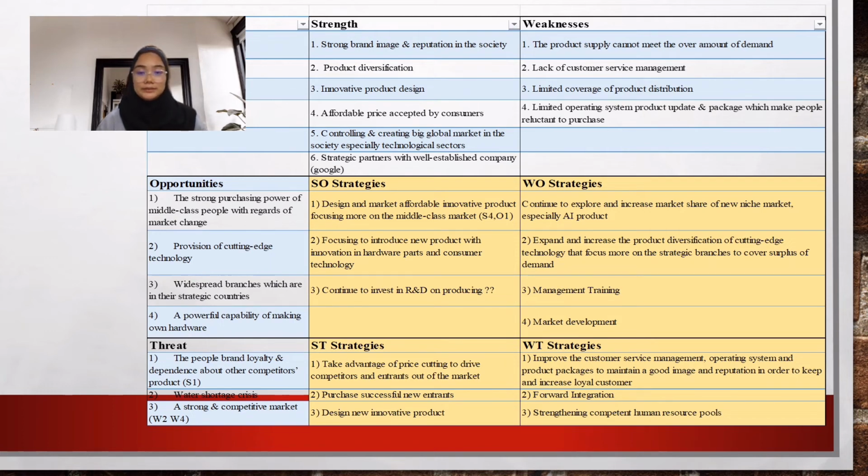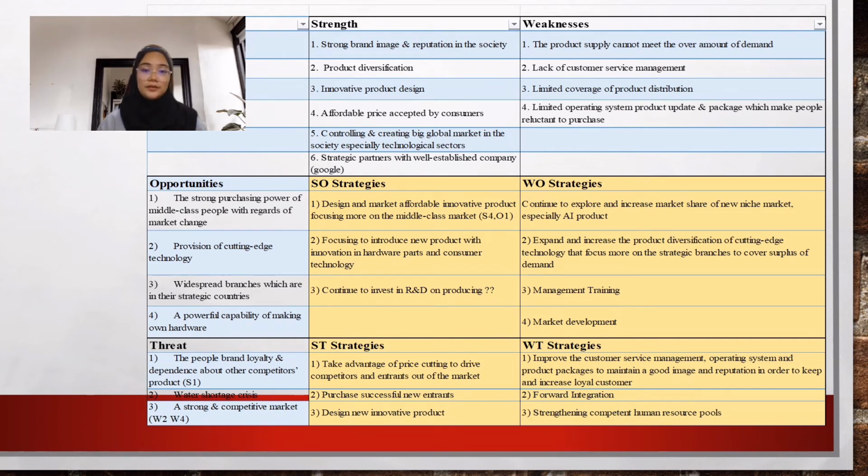Fourth, market development. And for ST strategies, the strategies being suggested are: first, take advantage of price cutting to drive competitors and trends out of the market. Second, purchase successful new entrants. And third, design new innovative products.